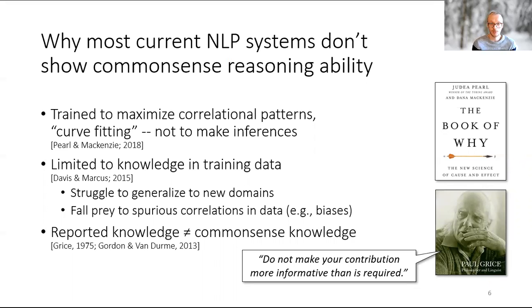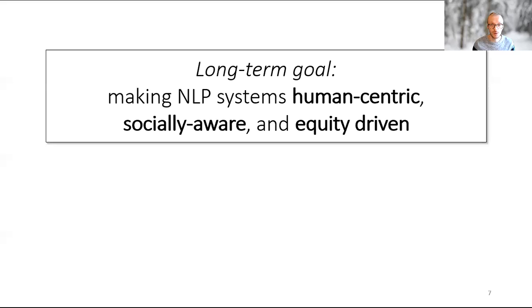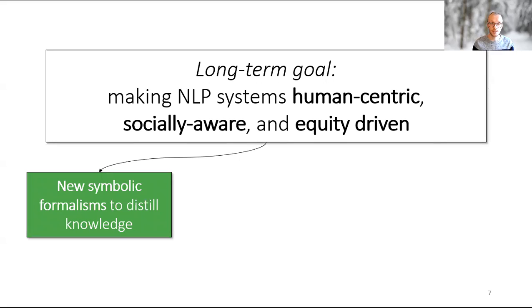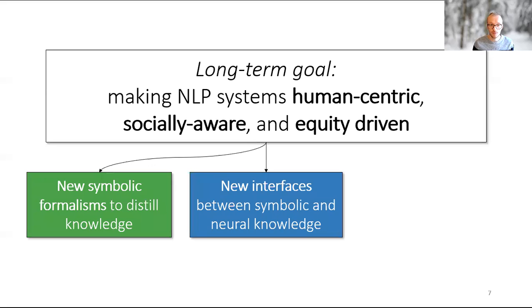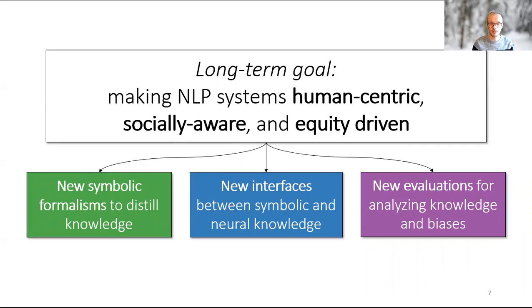Finally, the knowledge that is reported in these text corpora that most NLP systems are trained on is not necessarily the same as common sense knowledge, because common sense knowledge is oftentimes not written down because it's more obvious to people. So my long-term goal is to make NLP systems human-centric, socially aware, and equity-driven. And this requires creating new symbolic formalisms to distill this knowledge, new interfaces between symbolic and neural knowledge, and new evaluations for analyzing the knowledge and biases that models might have learned.